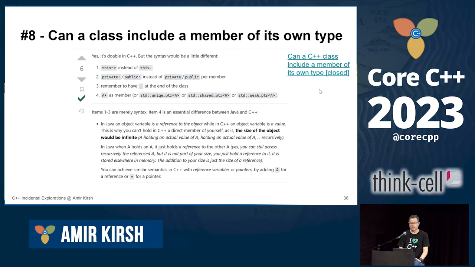So this is my answer. The question started with Java syntax. So instead of a dot for this, it should be an arrow for this. Private and public should look a bit different than in Java, et cetera.